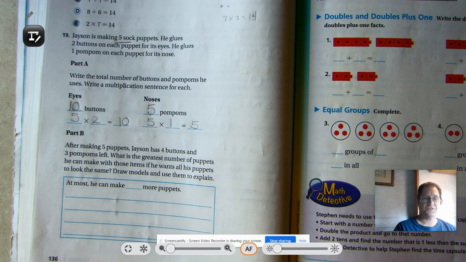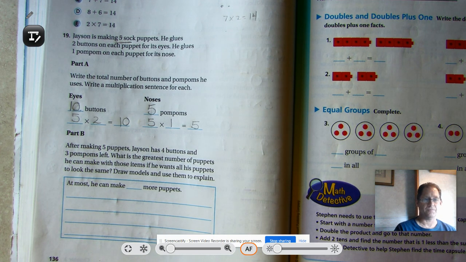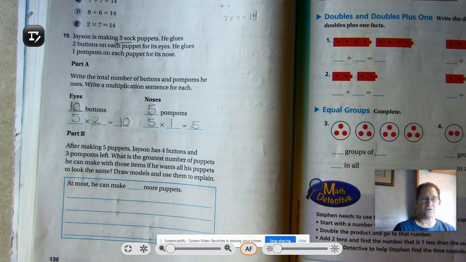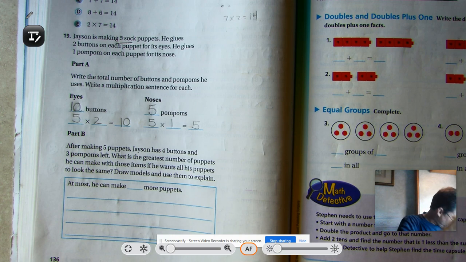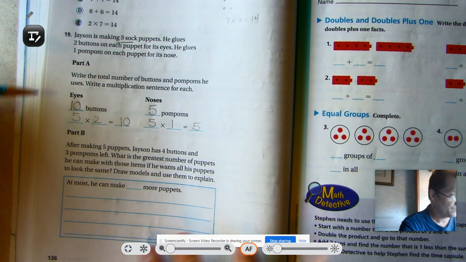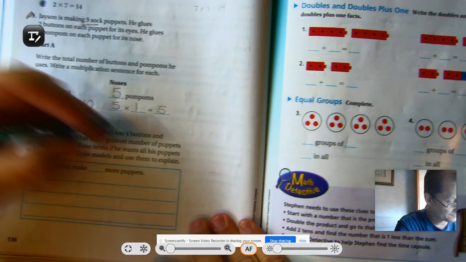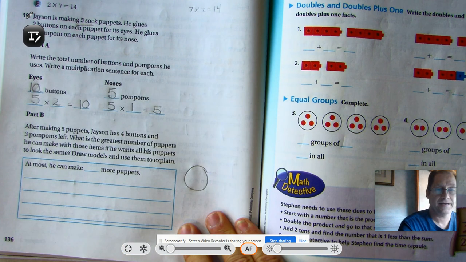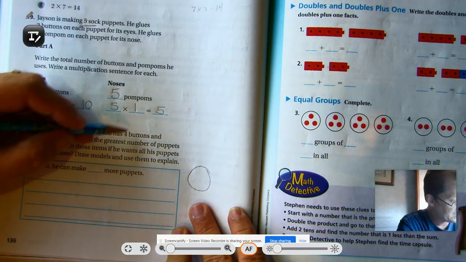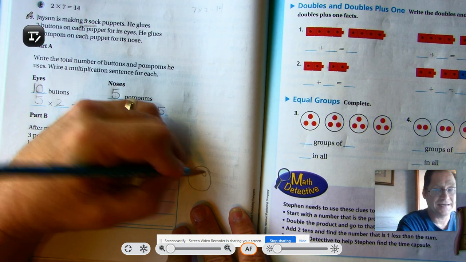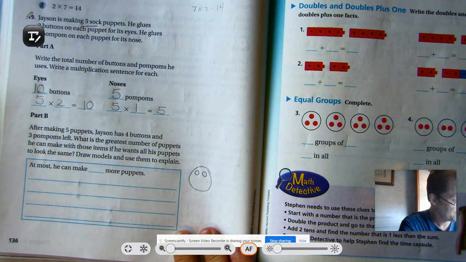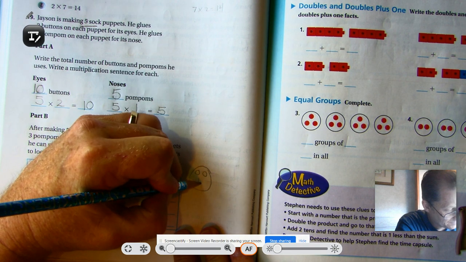After making 5 puppets, Jason has 4 buttons and 3 pom-poms left. What is the greatest number of puppets he can make with those items if he wants all his puppets to look the same? Draw models and use them to explain. Okay, so let's make 1 puppet. Okay, so in this 1 puppet, he needs 2 buttons and 1 pom-pom.